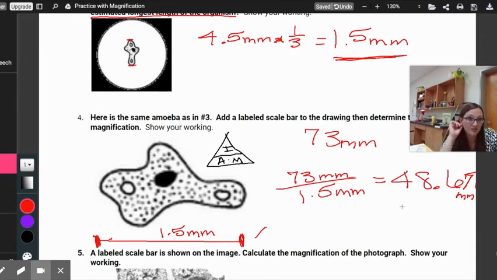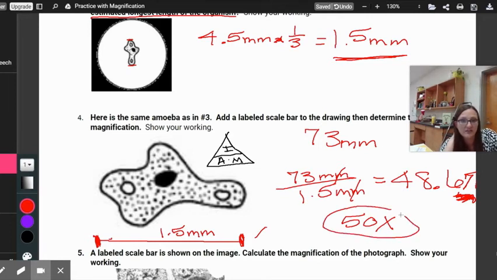Okay, now because of significant figures and things like that, you can only round to 1 sig fig. And so that 48.67 becomes 50 times, or I'm sorry, not millimeters. Those cancel out. 50 times the magnification. And so it asks you to determine what the magnification is of the drawing, and you've just done that here. The magnification of the drawing is 50x.